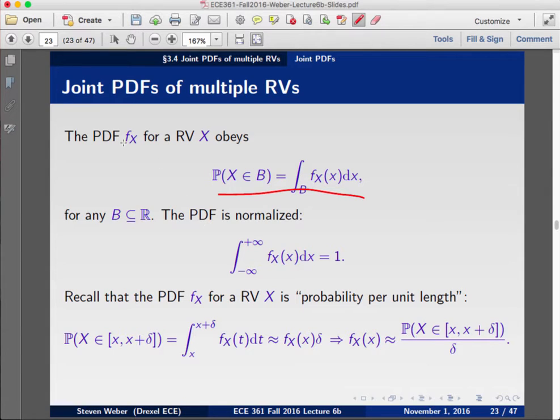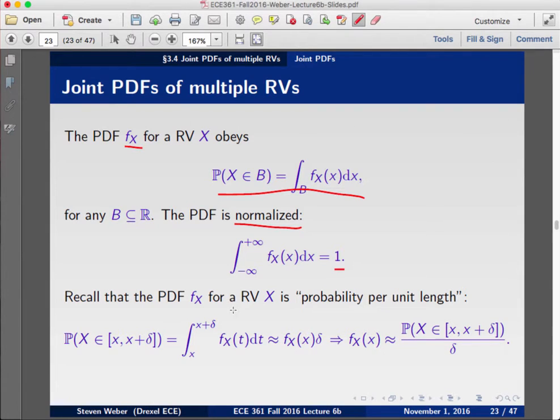Any function f sub x will correspond to a valid probability density function, provided it has 2 key properties. One is that it is non-negative, and the second is that it is normalized, where normalized means if I integrate it over all possible values of x, namely from negative infinity to positive infinity, I will get unity.